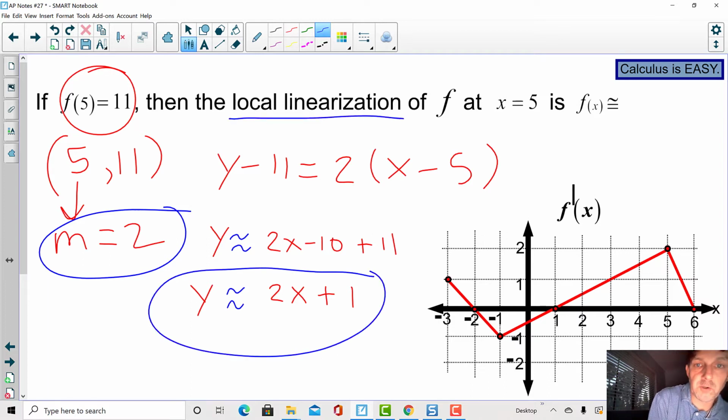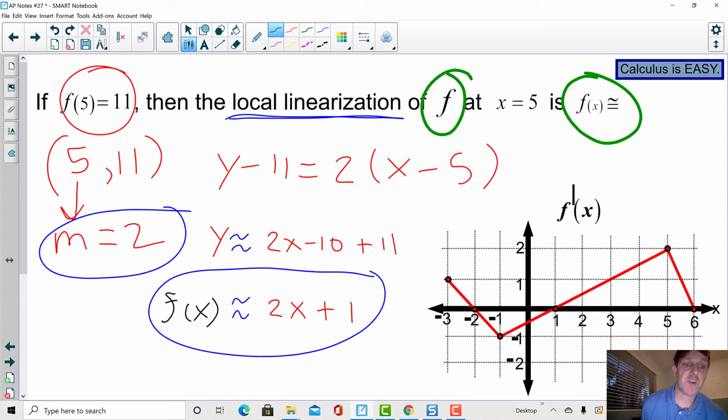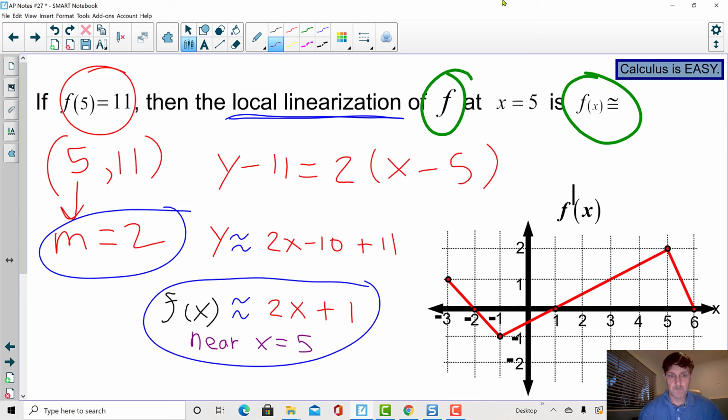Again, sometimes they call it local linearization, but it's just the equation of your tangent line. Again, this tangent line is trying to approximate a function called f. So we're saying f is approximately equal to this line. So what I want to do is I want to name my tangent line f, not y. Let's fix that. Okay, there we go. So this means that the actual function is approximately equal to this tangent line as long as x is near 5. And that's it.